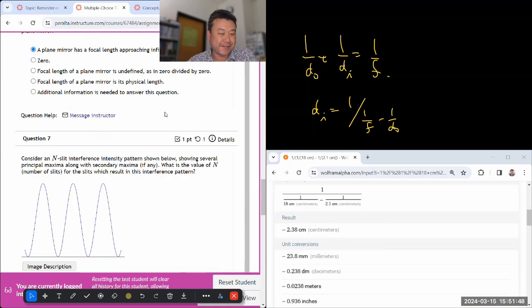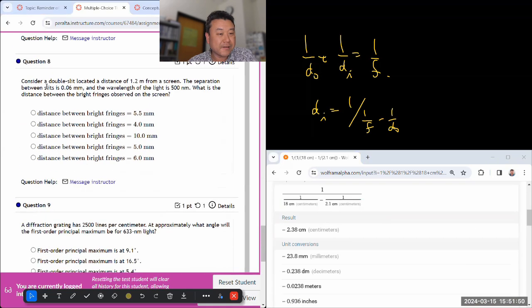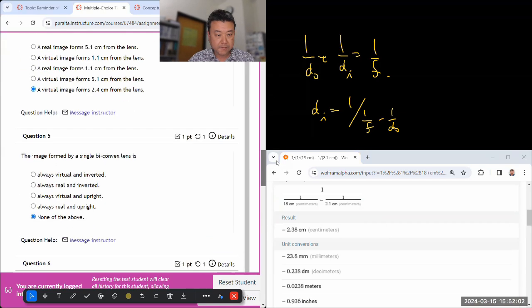It's a distractor. Okay, a double slit, 1.2 meters from the screen. Separation between slits is that. Okay, distance between bright fringes. So let me just make sure I have time. Yeah, 4 minutes.